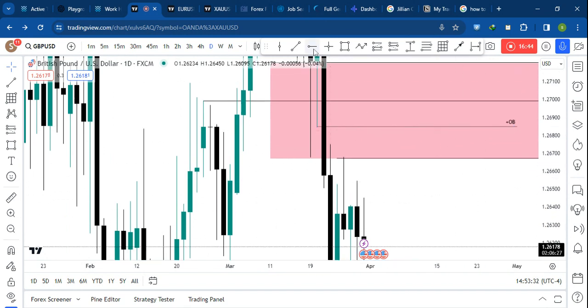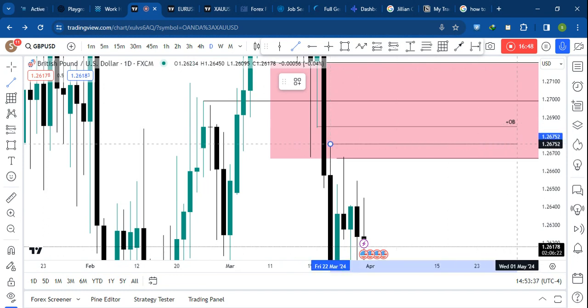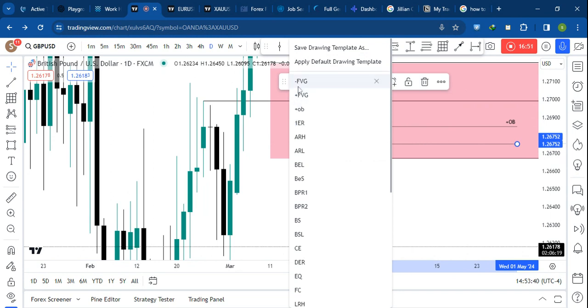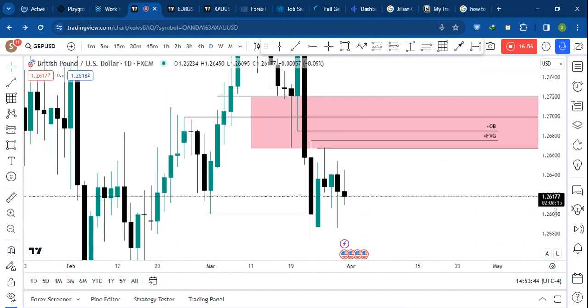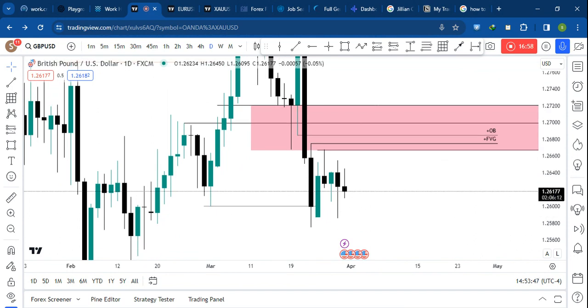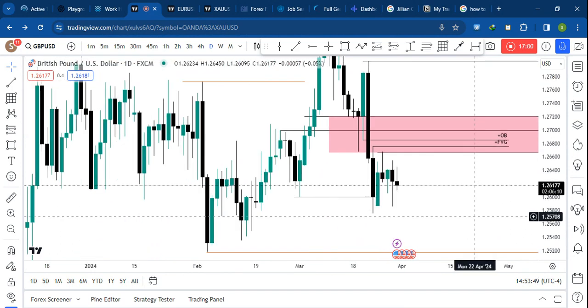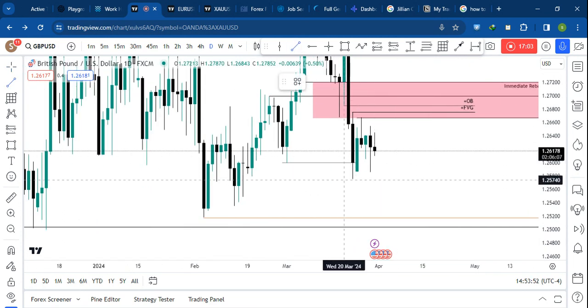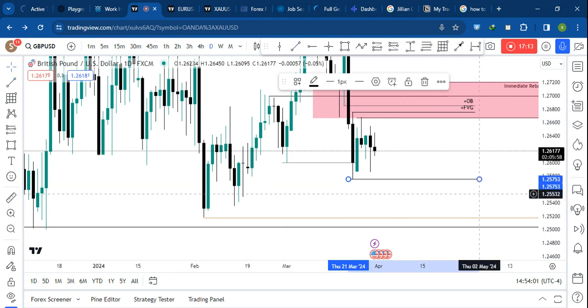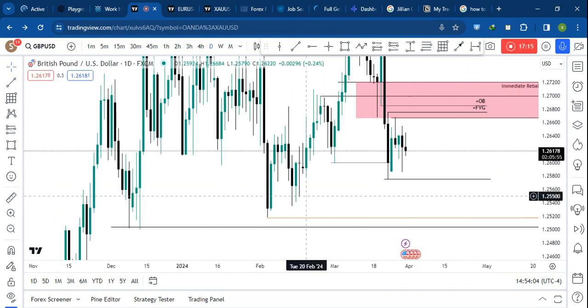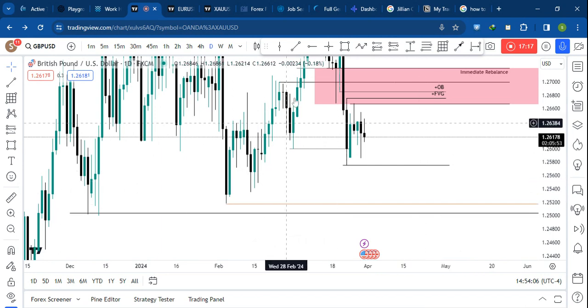So this fair value gap is what I'll be focusing on. This is an area of interest where I will put my first entry. If it fails, I will consider looking for confirmation too. The area that I'll be targeting is this recent low that was created on Thursday. So this will be my first target objective, then the other follows on the weekly perspective.